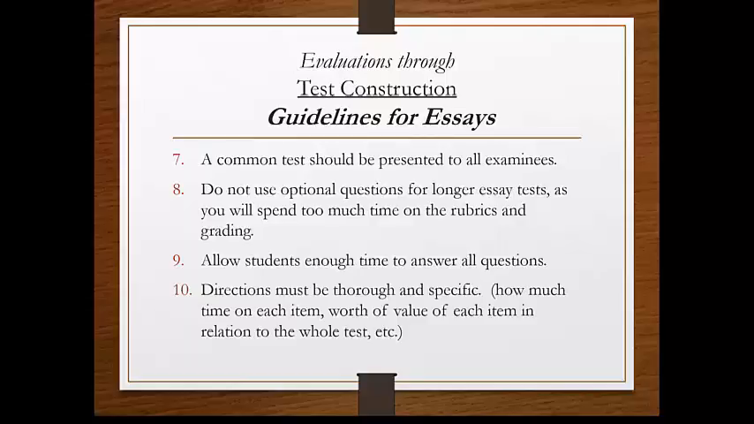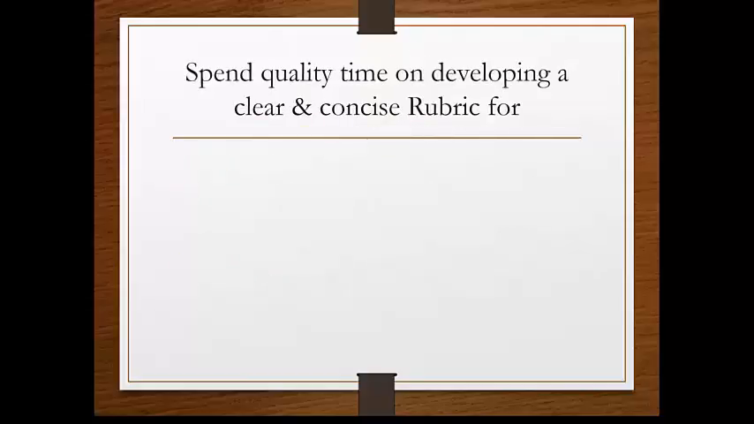Directions must be thorough and specific. For example, how much time on each item, the worth and value of each item in relation to the entire test. You're going to want to develop a plan or rubric for scoring that serves as a reliable guide, right? This should include all of the rules that you're going to use.